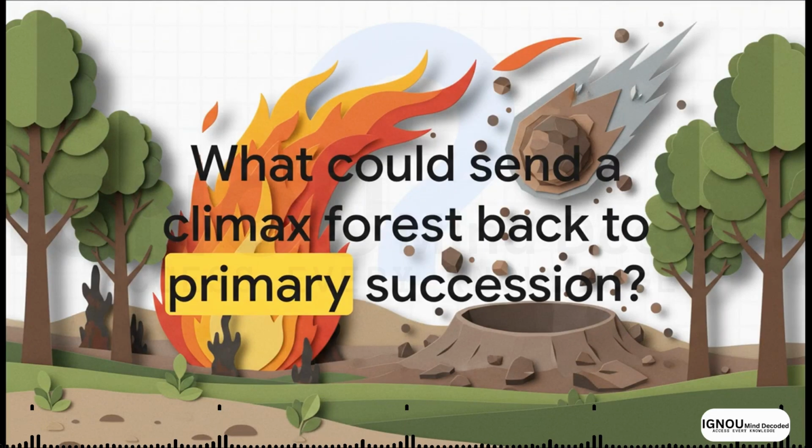And that leaves us with one last big question to think about. We know a climax forest is stable, and we know an event like a forest fire can knock it back to secondary succession. But what kind of massive, catastrophic event would be powerful enough to wipe out everything, including the soil, and send it all the way back to square one, to primary succession? It's a pretty big question.